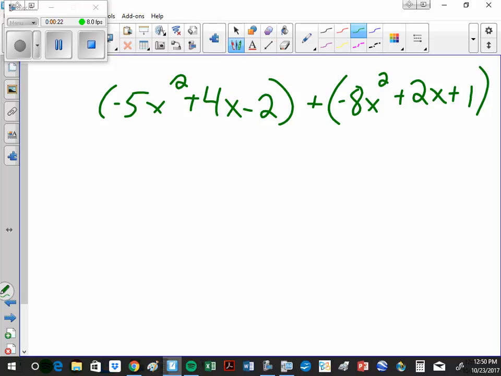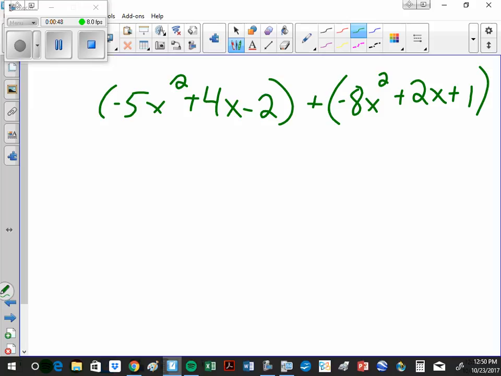Just as a review, are these polynomials? What are the rules if it's not a polynomial? Negative exponents on variables. No square roots over variables. No variables in the denominator. No fractions or decimals, or no x in the exponents. Okay, so these are both polynomials. So we have a trinomial, and we're going to add that to a trinomial.